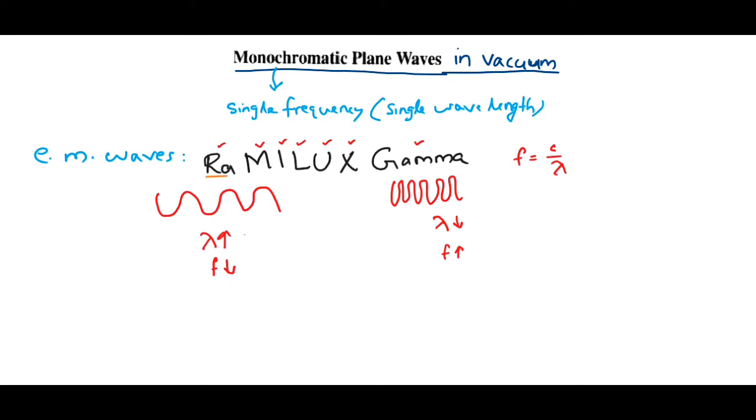Here the radio wave has a particular value of the wavelength, and that is different from that of the microwave, which means each wave in the spectrum has its own wavelength. That means the radio wave is a monochromatic wave. Similarly, microwave is another monochromatic wave. Infrared wave is another monochromatic wave. No two waves in the spectrum have the same frequency or same wavelength.